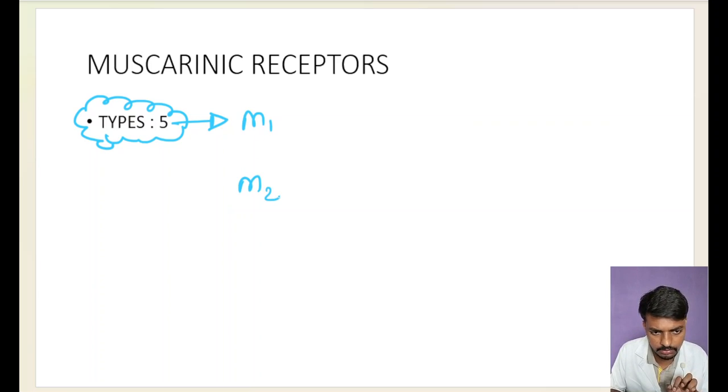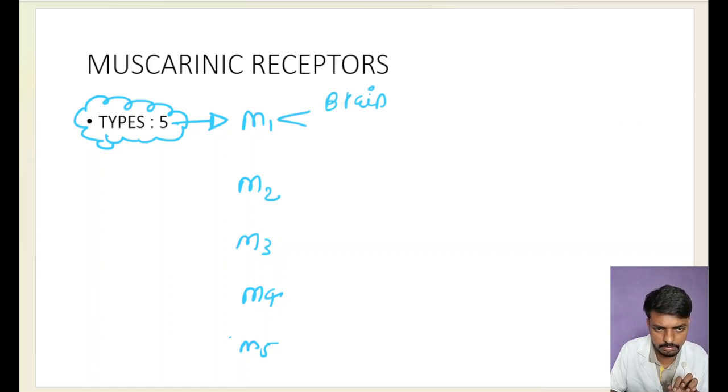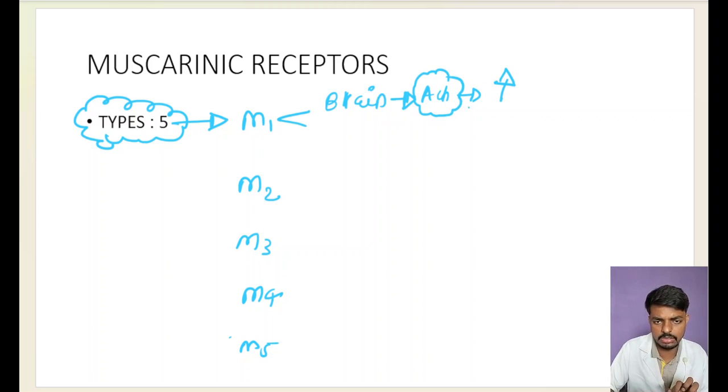M1, M2, M3, M4 and M5. This M1 receptor is present in our brain. When the acetylcholine acts on the M1 receptors, our brain's cognitive functions increase. Because of this, when there is damage to the muscarinic receptors in the brain, or any deficiency of acetylcholine in the brain, we study that as Alzheimer's disease.